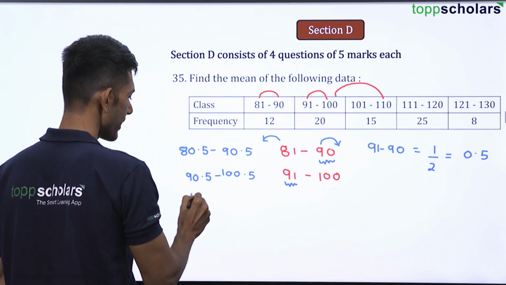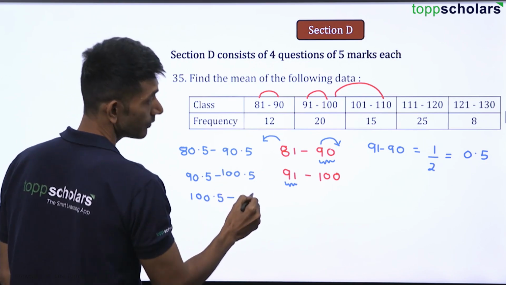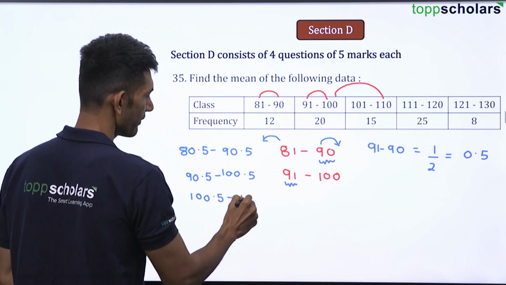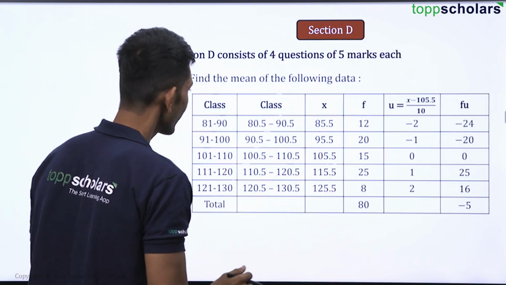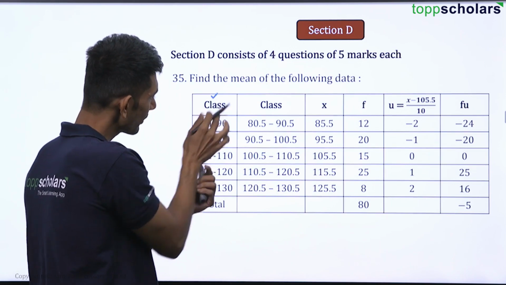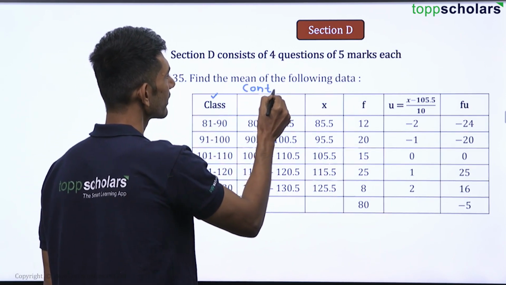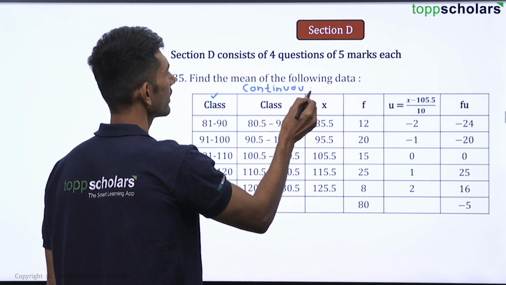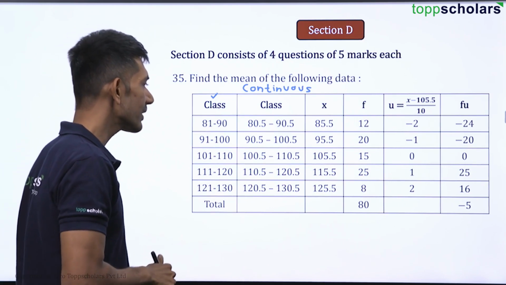Then 100.5 to 110.5 and so on. So if you see the class intervals, these are the actual classes and these are the continuous classes. This is called a continuous class, correct?